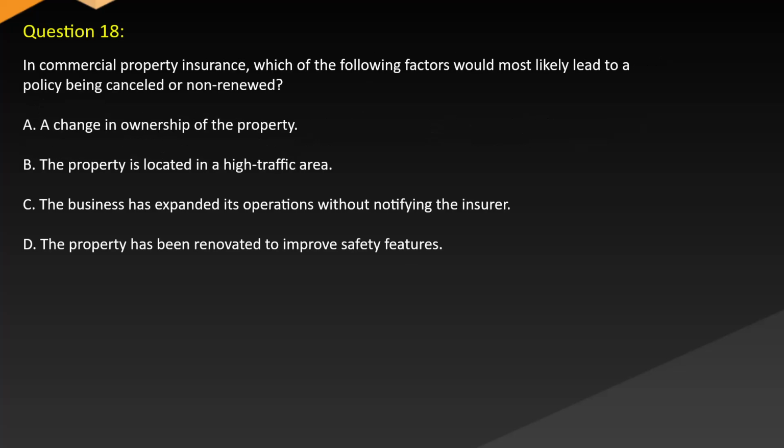Question 18. In commercial property insurance, which of the following factors would most likely lead to a policy being cancelled or non-renewed? A. A change in ownership of the property. B. The property is located in a high-traffic area. C. The business has expanded its operations without notifying the insurer. D. The property has been renovated to improve safety features.